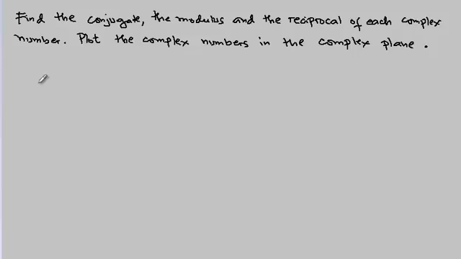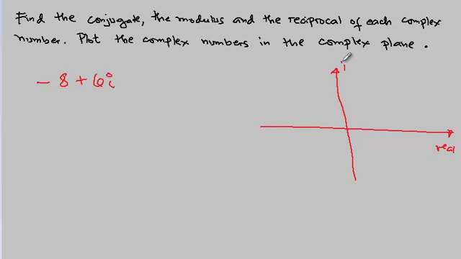We're asked to find the conjugate, the modulus, and the reciprocal, and to plot negative 8 plus 6i. Okay, so let's do this straightforward. Let's start by plotting. When we say negative 8 plus 6i, take note that the x-axis will be the real part and the y-axis will be the imaginary part.